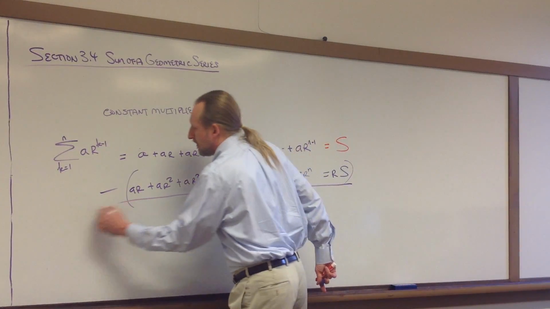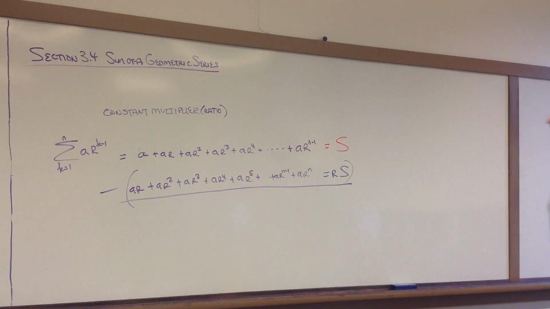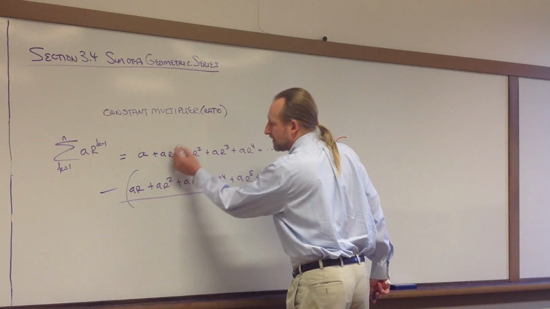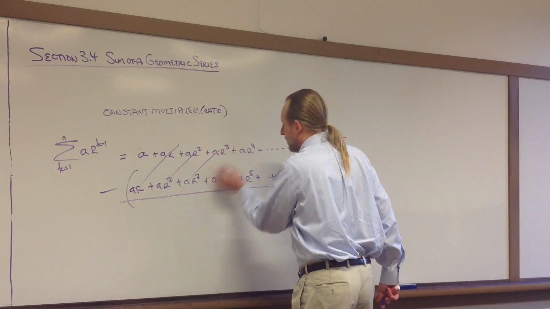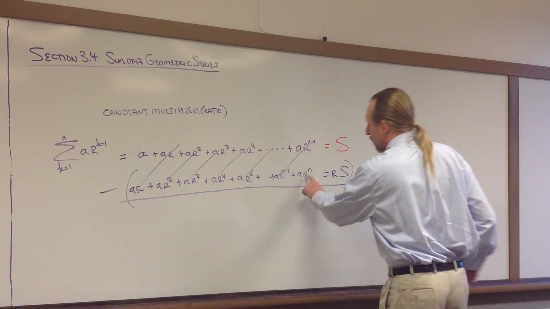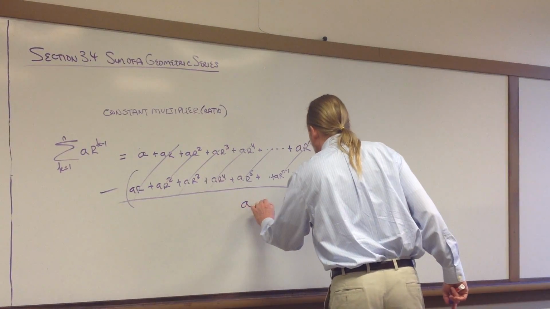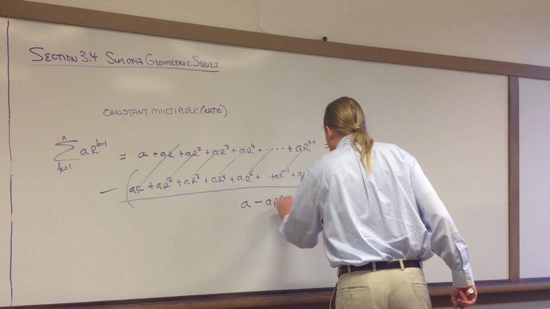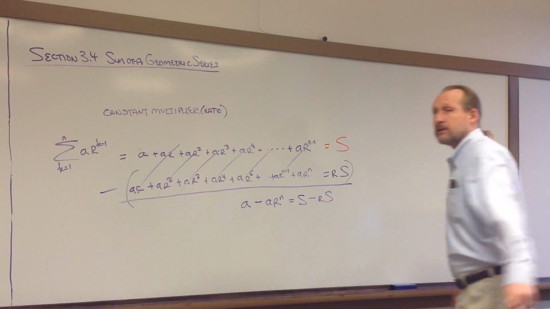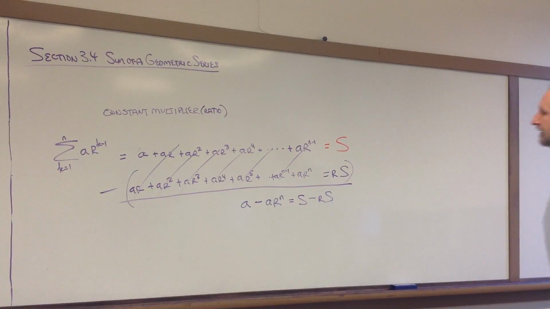I was just making a video for Math 70 about systems of equations. If we subtract, look what happens. These cancel, these cancel, these cancel, these cancel. These two cancel. We'll be left with this one, and we'll be left with that a. We'll have a minus a times r to the n equals s minus r times s.